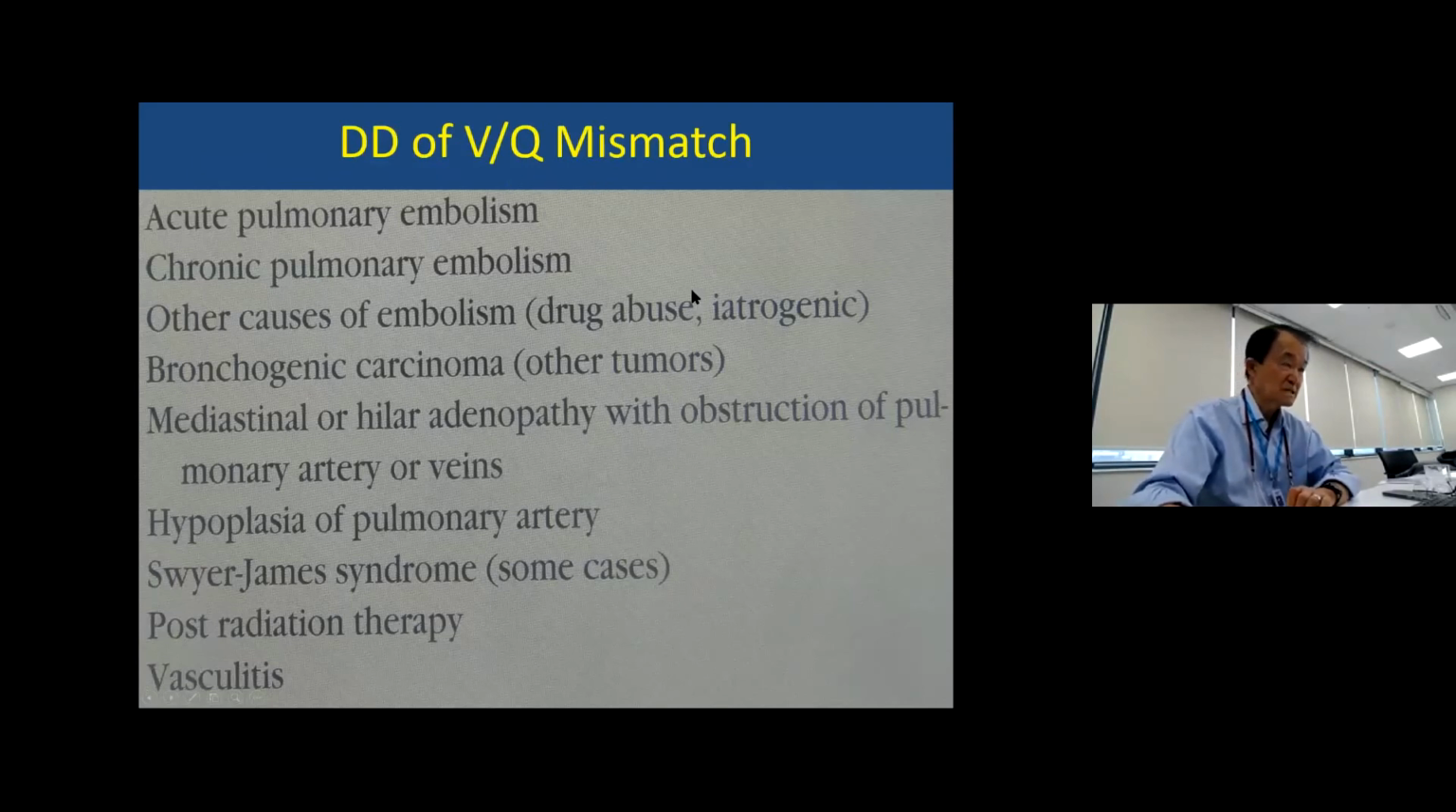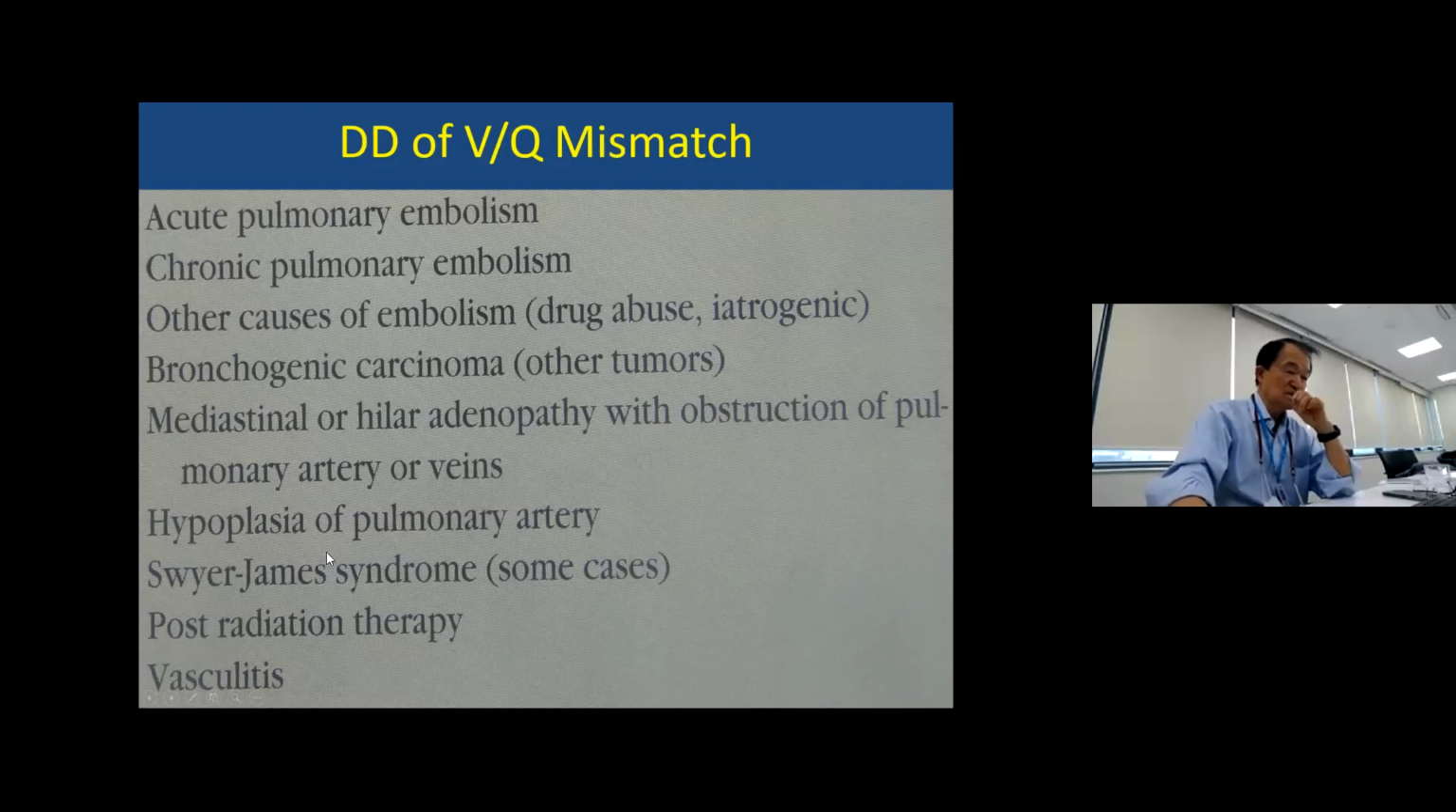And then there are many conditions for VQ mismatch. So always think about intrinsic as well as extrinsic compression of the pulmonary arterial segment. These are the intrinsic, but bronchial carcinoma is extrinsic. It's compressing the bronchial segment, but as I said, the body is trying to maintain the VQ ratio. So when the V is down, Q is down. Okay, hilar adenopathy, all this, the same thing, extrinsic compression.